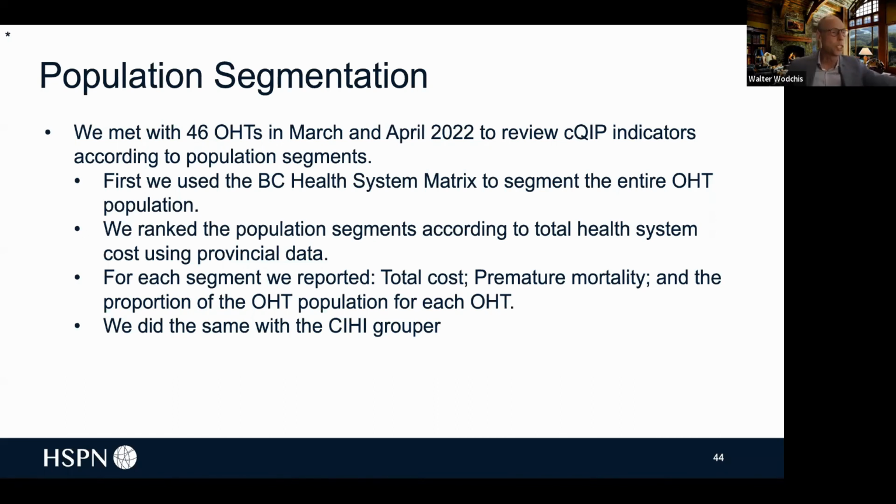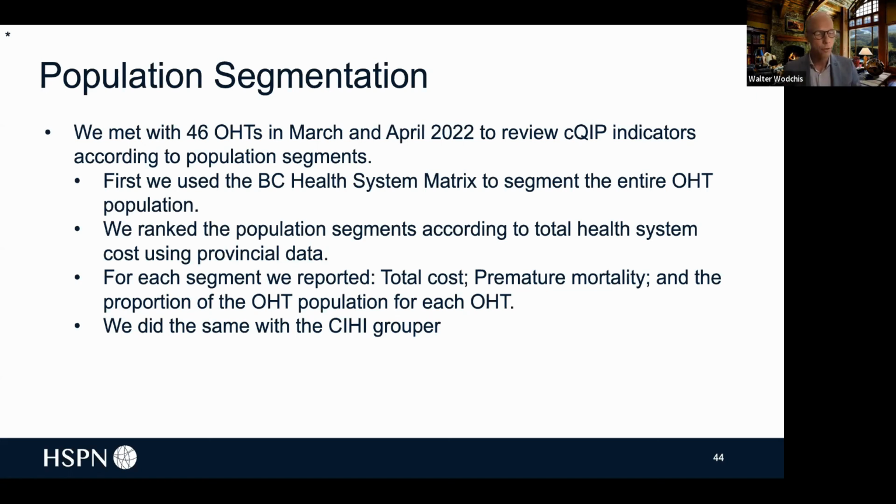Other thing I wanted to mention is population segmentation. So we looked and heard from Howard on the population segmentation with the ChiHi grouper. There were 239 groups, I think it was, HPGs, and then the 16 categories.